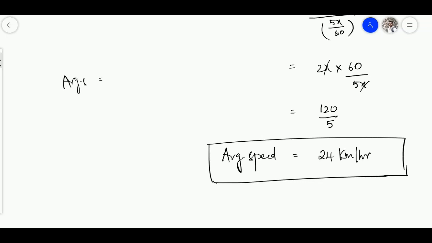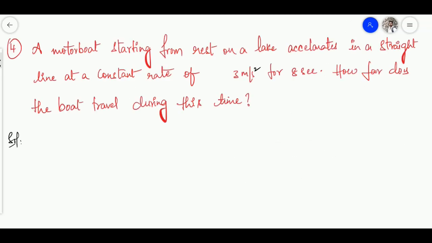I have two speeds, and I can average them. So 20 plus 30 by 2, you will end up with 25 km per hour. But the actual answer is 24 km per hour. This is the wrong approach.